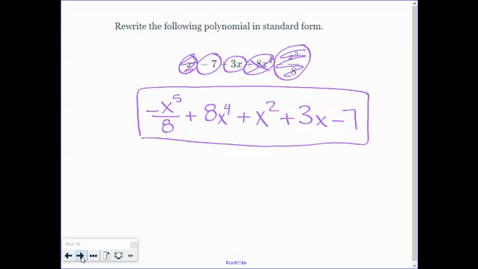All right, so that was a review of everything we did on the first day. Hopefully it helps you just to kind of remember and practice those exponents.